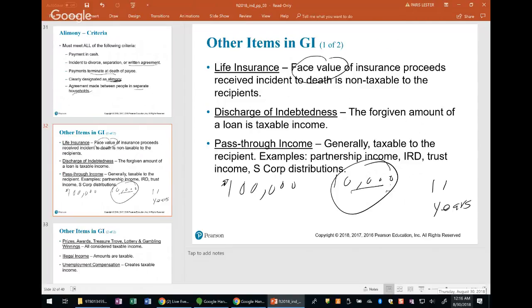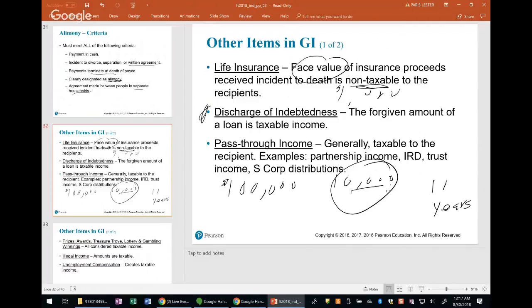Okay, life insurance, not taxable. But now, if you put that in a bank and you get $1,000 interest, is that $1,000 income taxable? Yes.